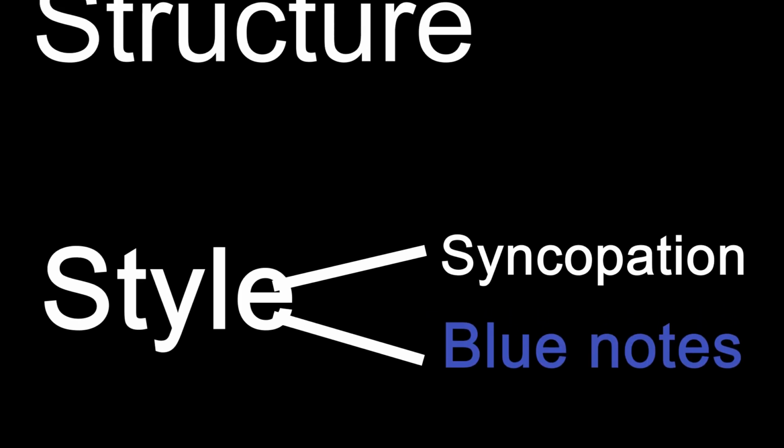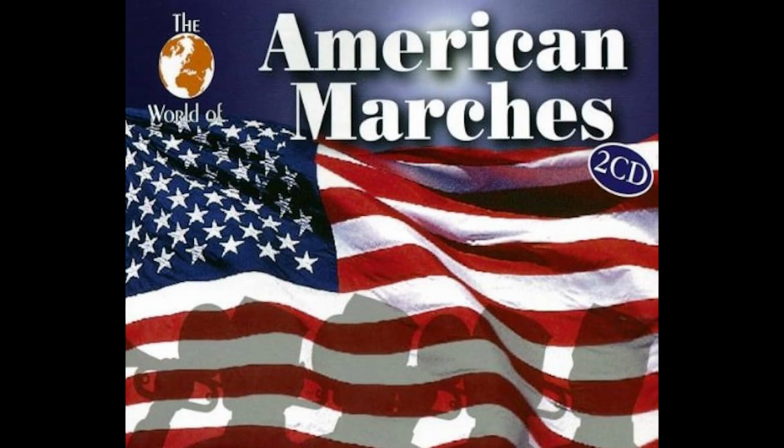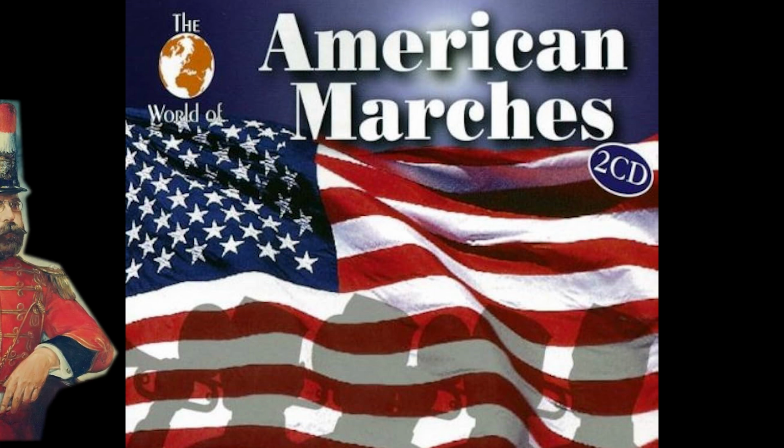But how about the structure? Since rags are fairly well structured things. You don't get a single piece, but usually 4 separate sections or strains. And that structure comes from a hugely important genre for understanding rags: American marches. You know, of the John Philip Sousa variety.